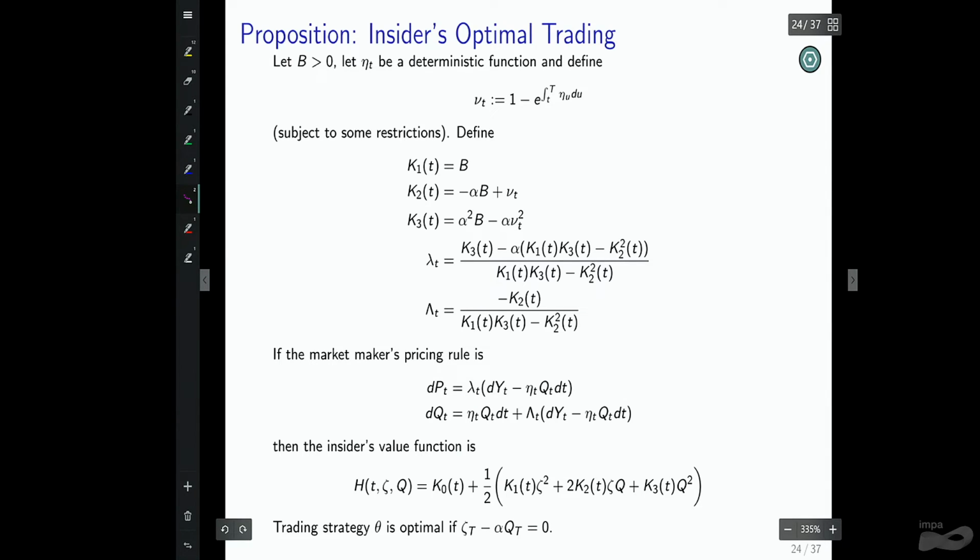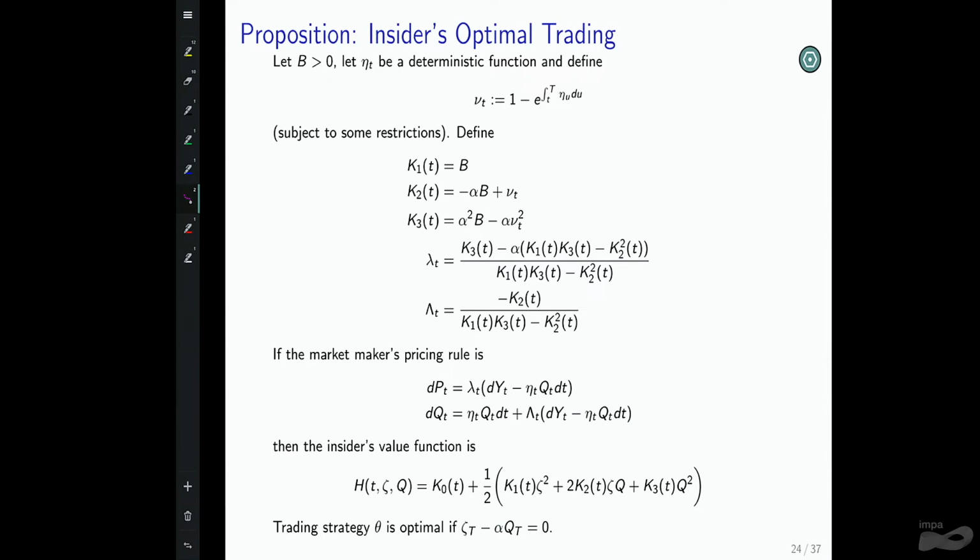In our case, with the expanded dimensionality, the restriction is a system of ODEs, a three-dimensional system of ODEs, and a two-dimensional algebraic system of equations. This is the solution to that three-dimensional ODE and two-dimensional algebraic system. Okay?